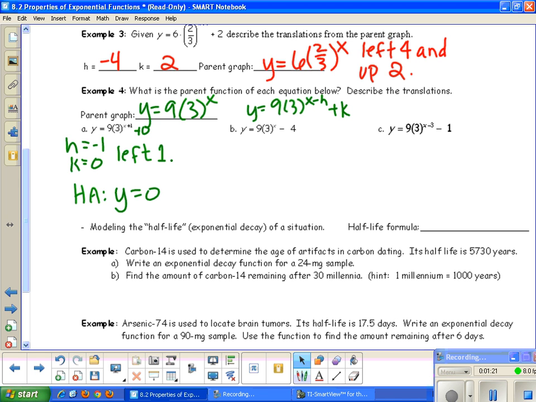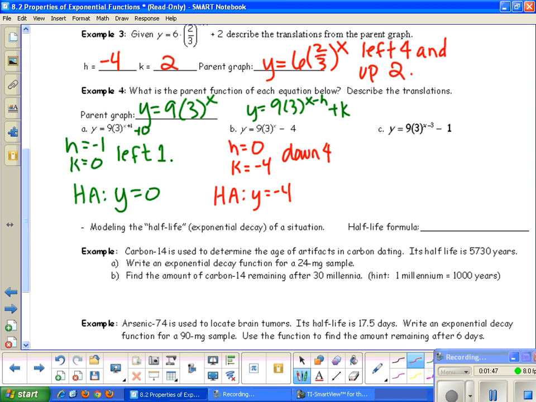If you look at the second example, we have 9 times 3 to the x minus 4. So your h value is going to be 0 because there's nothing attached to x. Your k value is equal to -4. So this graph from my parent graph is translating it down 4 from the parent function. My horizontal asymptote now moved because we're moving our graph down 4. It's going to now be y equals -4.